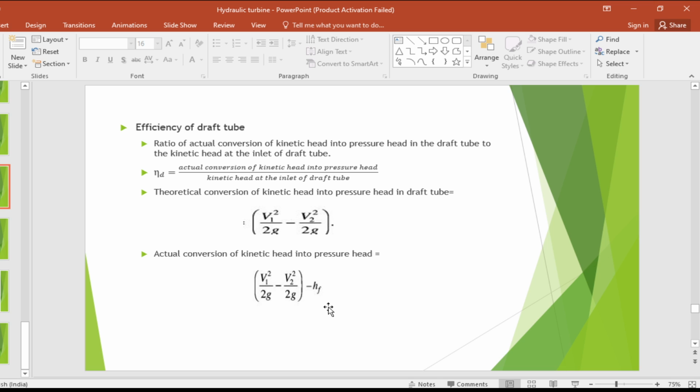Okay, v2 is the velocity of water at the outlet of the draft tube, and hf is the loss of head in the draft tube. This is the efficiency of the draft tube. How efficient a particular draft tube is, we can find out by using this formula: the ratio of the actual conversion of kinetic head into pressure head to the kinetic head at the inlet of the draft tube. Okay, so we'll move further.